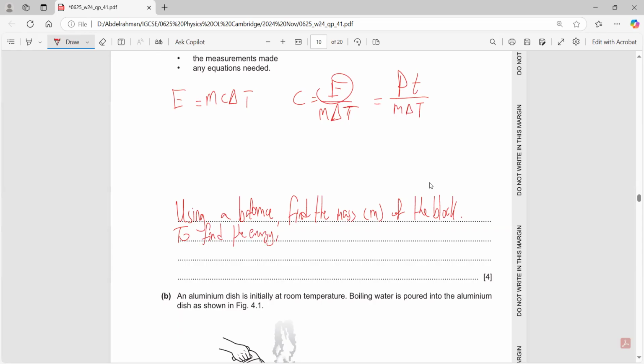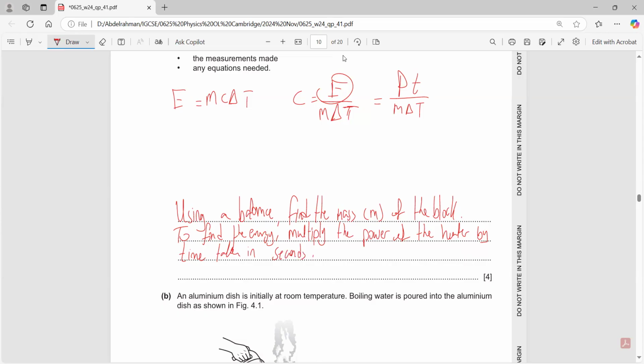You have to multiply the power of the heater by the time taken, in seconds. This is to find the energy supplied.